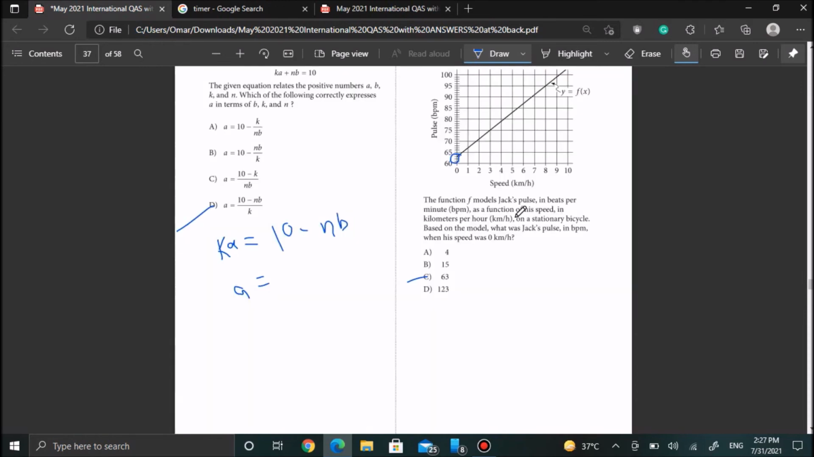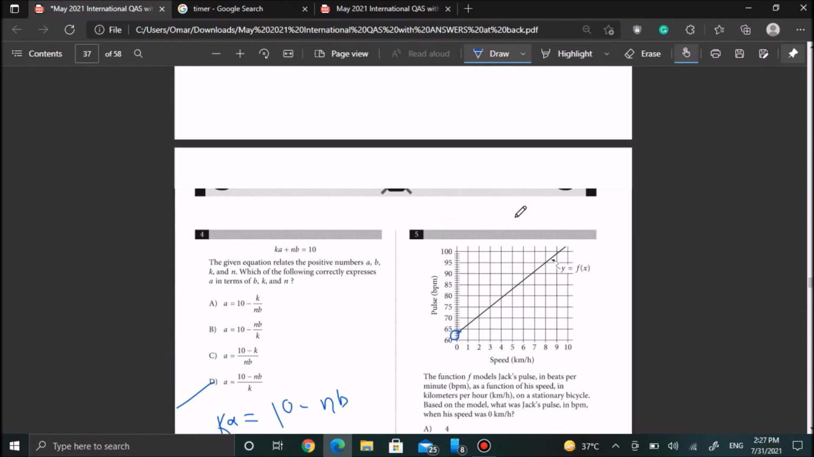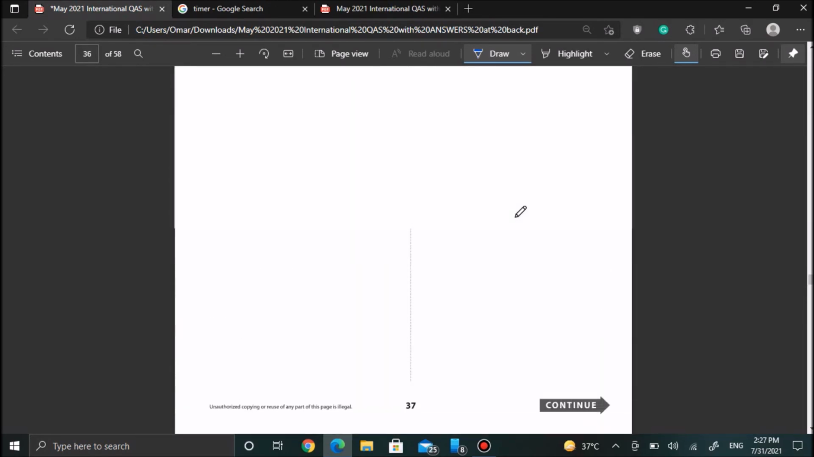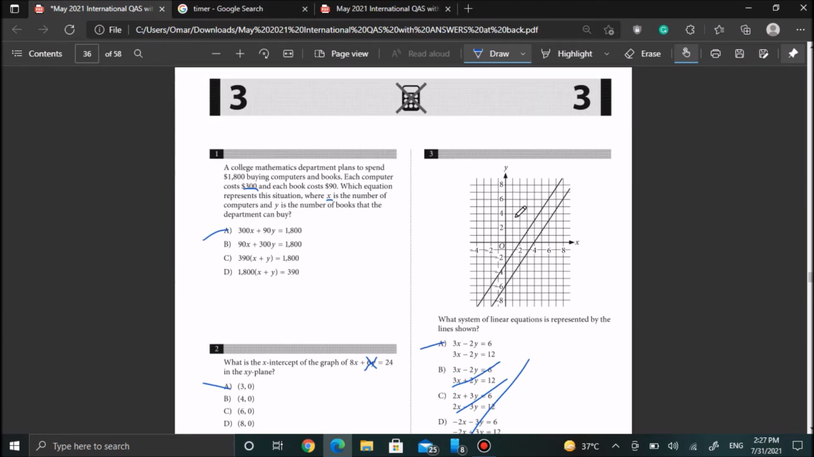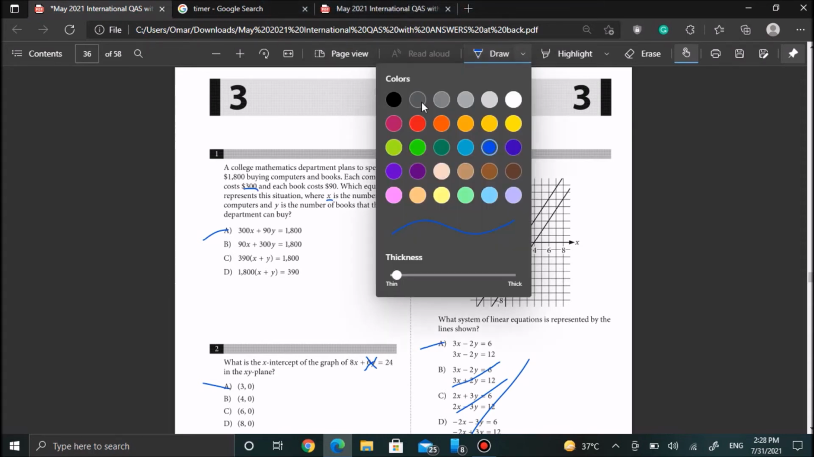So let's go to the very beginning of the section. Yeah, I'm grateful to God for the way I managed to solve question number 14. It's awesome. Anyway, let's go and choose the red color to correct my answers.